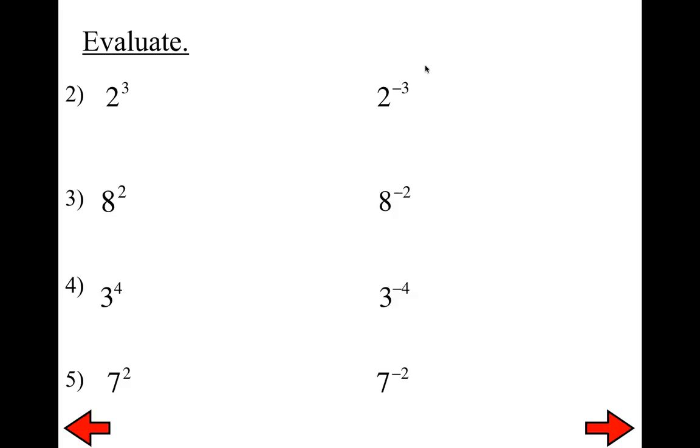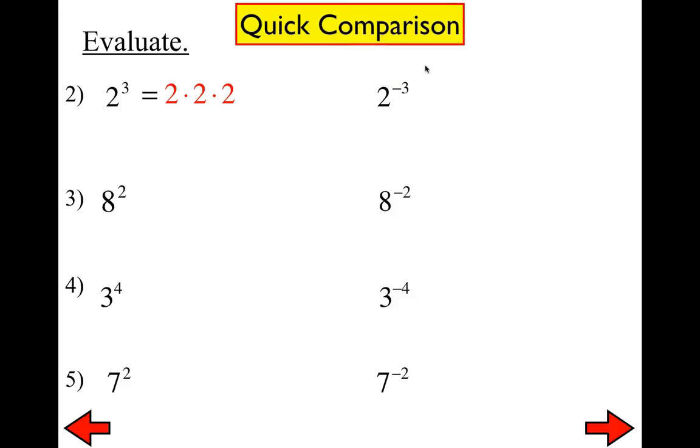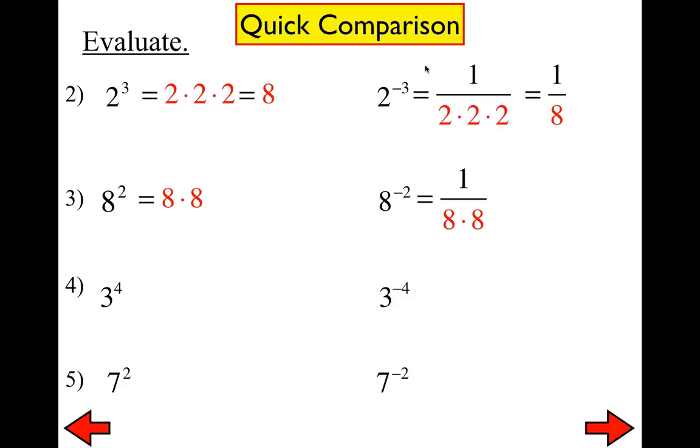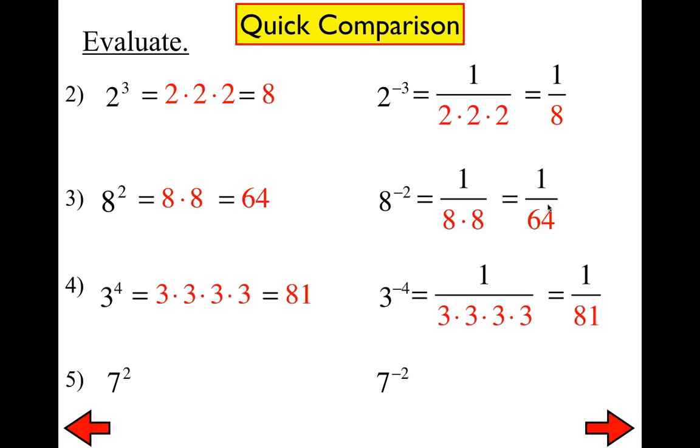Okay, so let's see how well we did. Hopefully you saw 2 cubed is just 2 times 2 times 2, but 2 to the negative third power is 1 over 2 times 2 times 2. So you have 8 versus 1/8. How about 3? 8 squared would mean 8 times 8, but 8 to the negative second would be 1 over 8 times 8. Okay, so you have 64 for the positive exponent, but for the negative exponent, you have 1 over 64.